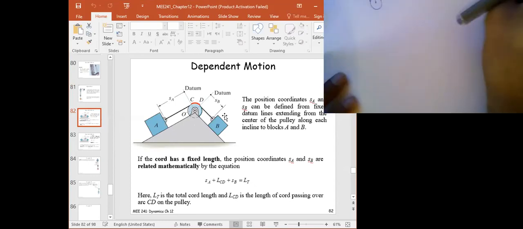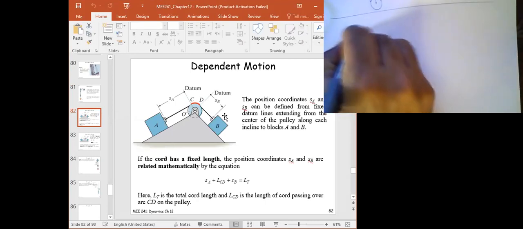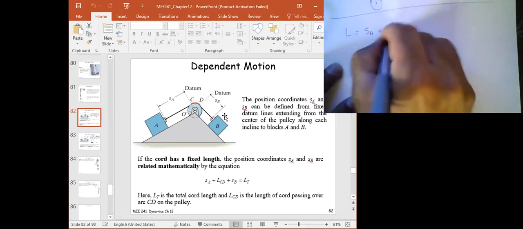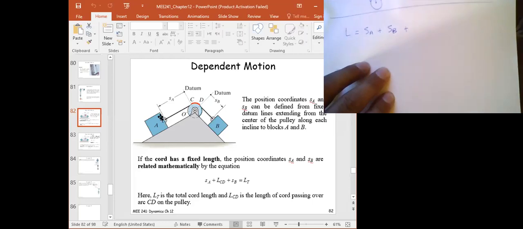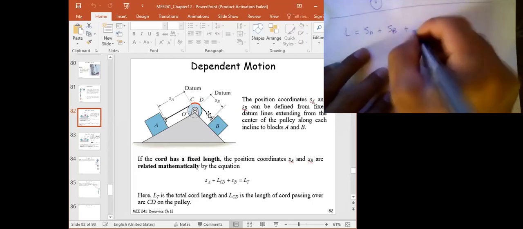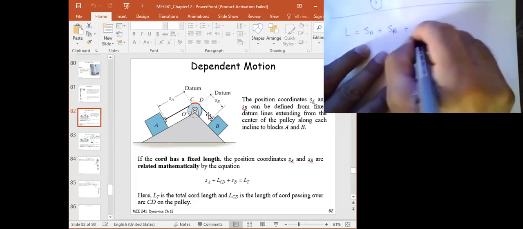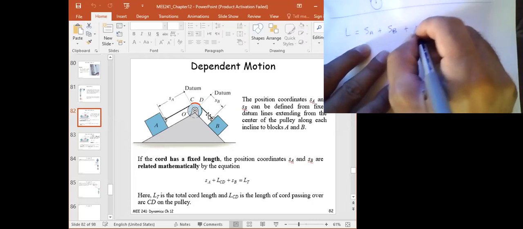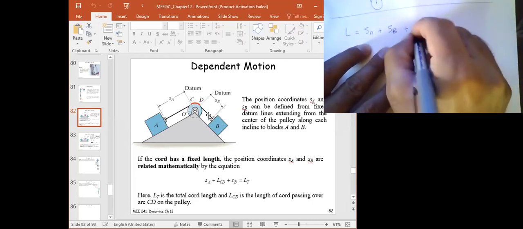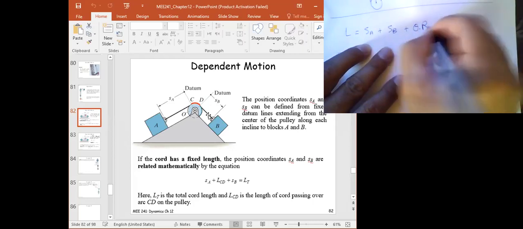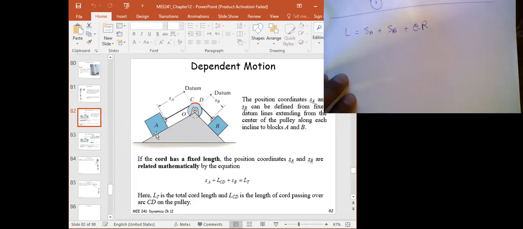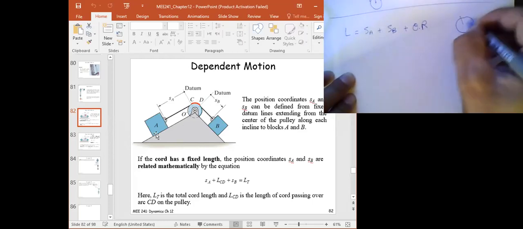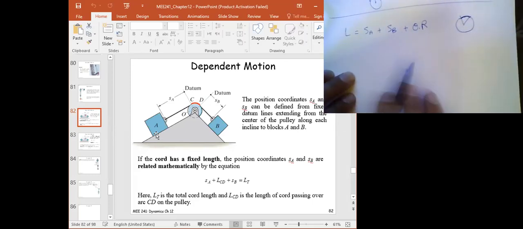So in this case, the length of the cable is going to be equal to how much? SA plus SB, plus I have a fixed length on the pulley, which is not changing, no matter how much A slides or how much B slides. This angle is going to be whatever angle it is here. In this case, maybe it's 90 degrees, or whatever. So some angle theta times the radius. So this is the length of the cord, but this theta is constant. It represents the angle that I have shown on my pulley. So this is the length of the cord.